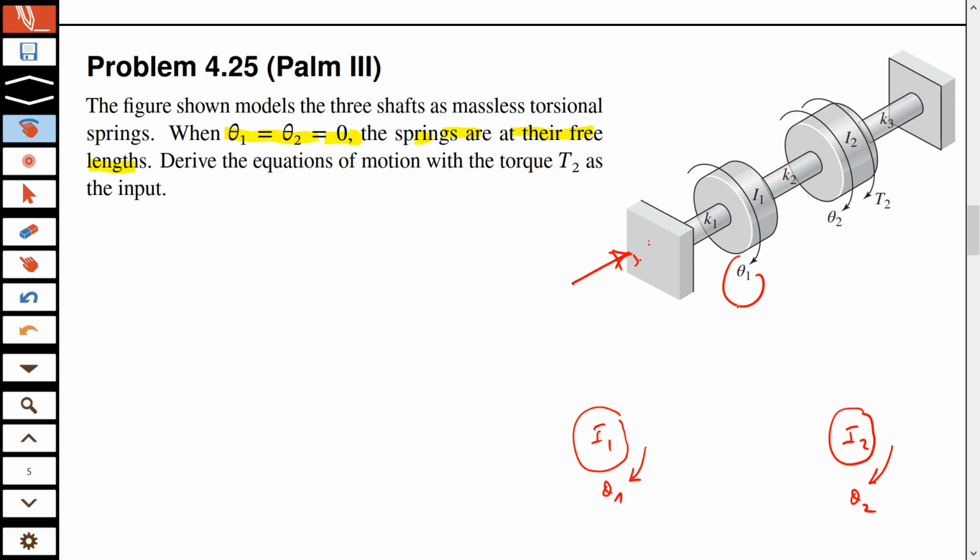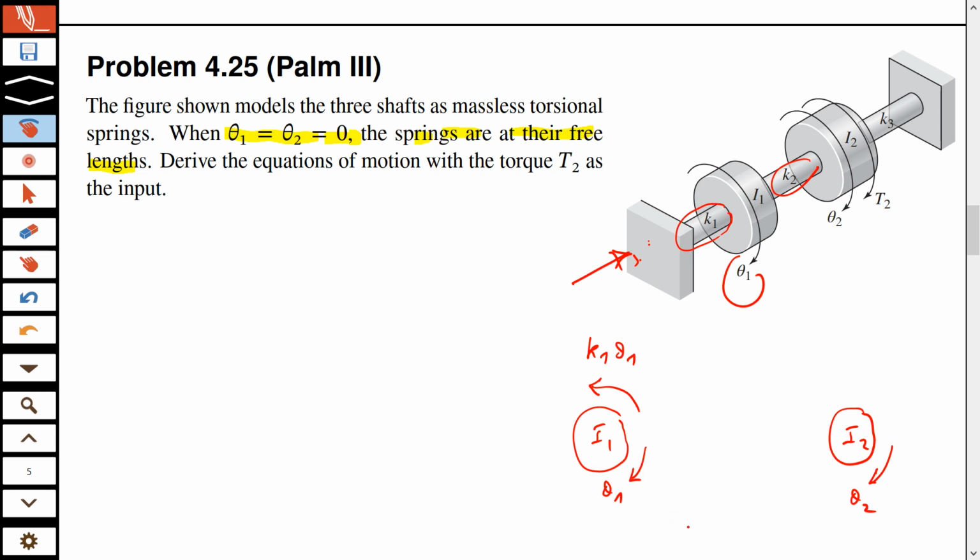Now, if I look at theta2, or maybe I start with theta1, I1, because this is the support, theta1 will have a twisting effect on K1, and that effect will be opposite to theta1. So K1 theta1 will be the restoring torque applied on I1 by the spring K1. Actually, there is another one as well. This K2 will also apply some restoring torque.